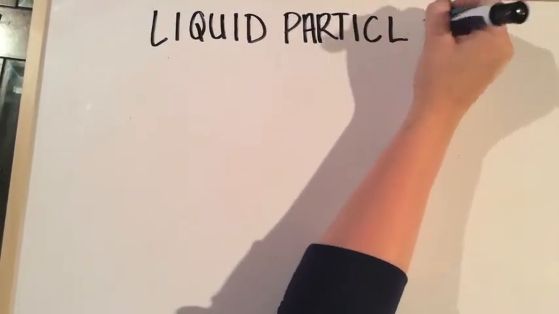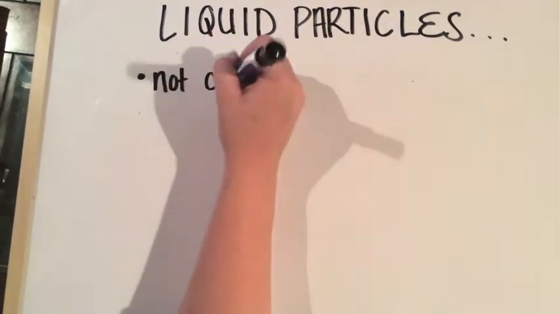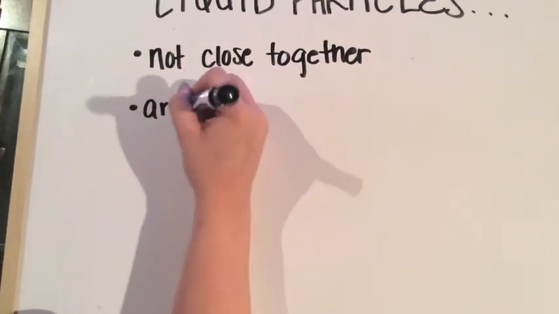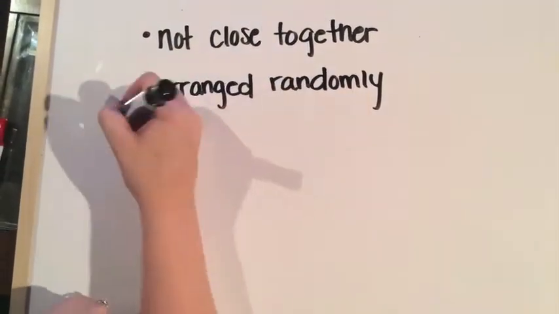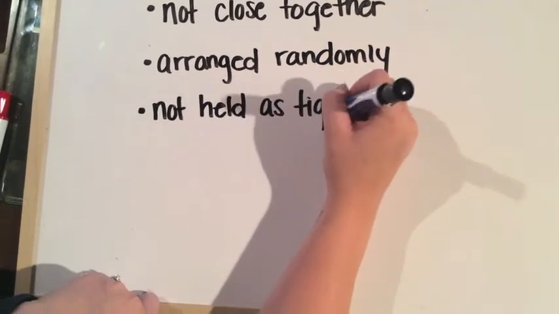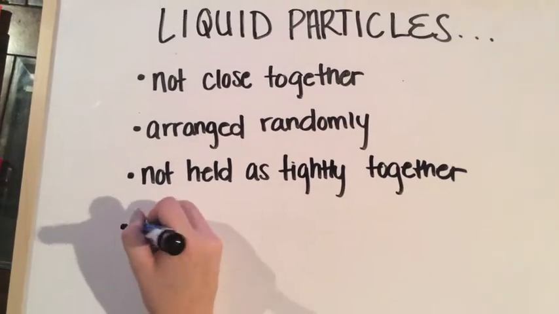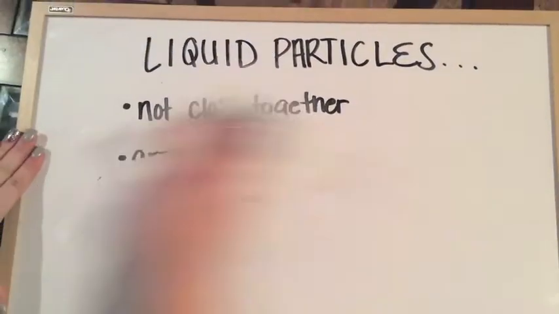So now, we'd like to take a look at liquid particles. Liquid particles are a little different as they're not close together. They're also arranged randomly. Liquid particles are not held as tightly together as solid particles, and they can move.